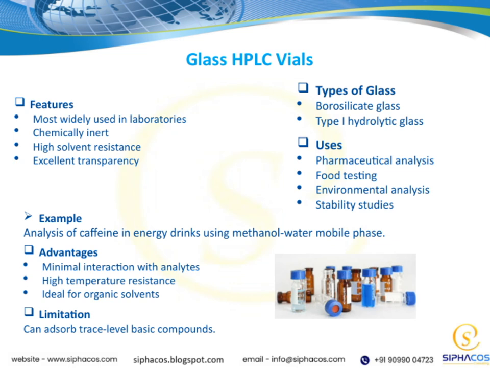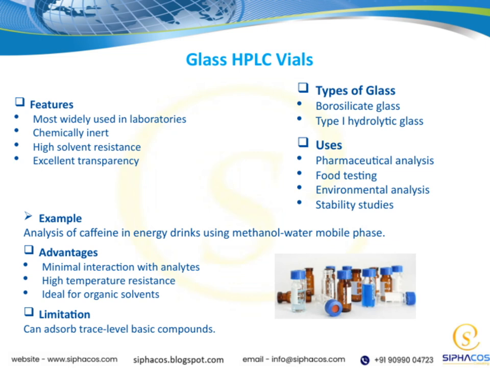Now, let's discuss the main types of glass used in laboratory applications. Borosilicate glass is the most common. It's known for its durability and resistance to thermal shock. Type I hydrolytic glass is another important type, especially in applications requiring high purity and chemical stability. Finally, I want to highlight some key uses of glass in laboratories. It's widely used in pharmaceutical analysis, food testing, environmental analysis, and stability studies. Basically, in any application where chemical inertness and reliability are crucial.